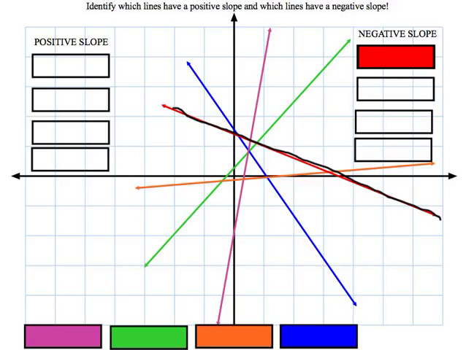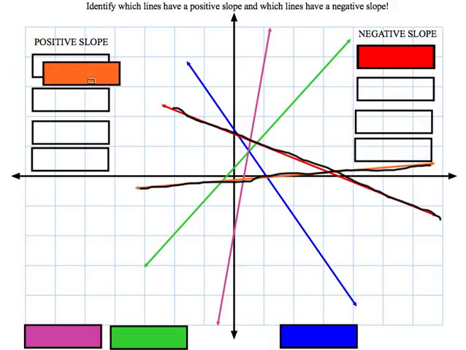So if we look now at the orange line, it starts over here in the third quadrant. It comes through the fourth quadrant a tiny bit, and then it comes over into the first quadrant. So the orange line goes in the general direction of the third quadrant to the first quadrant. So the orange line is going to have a positive slope.